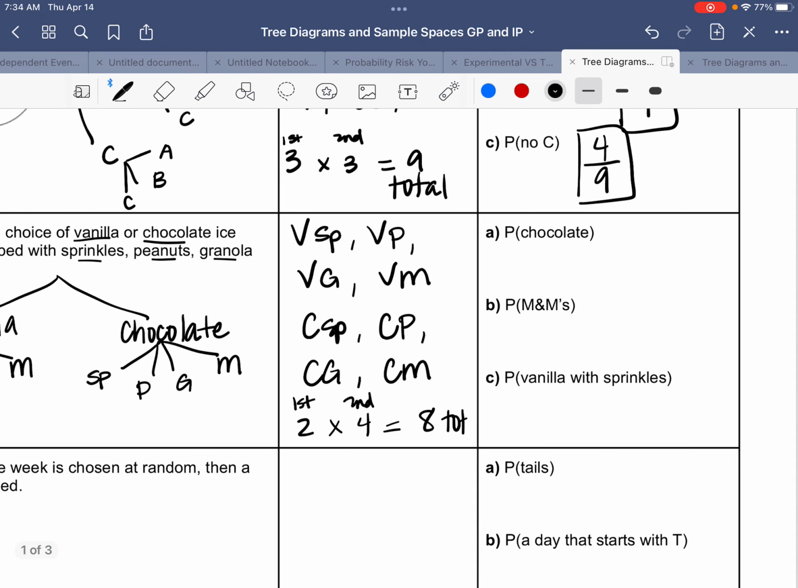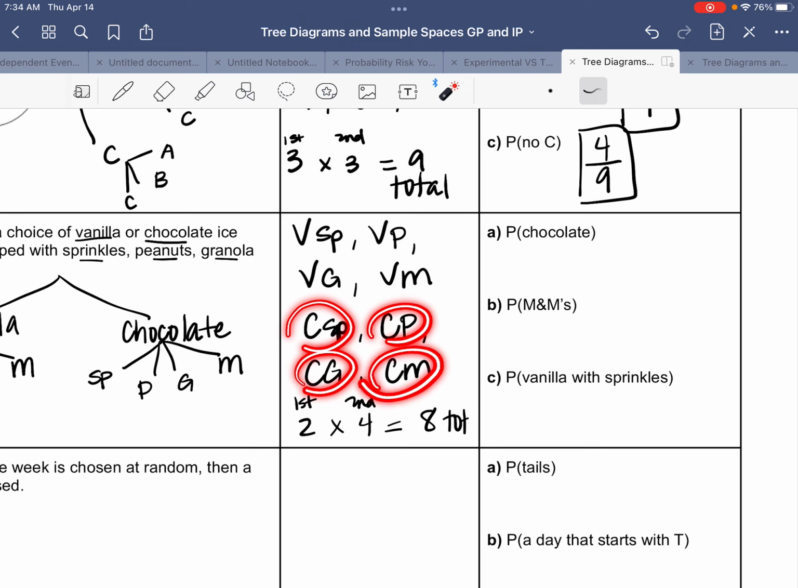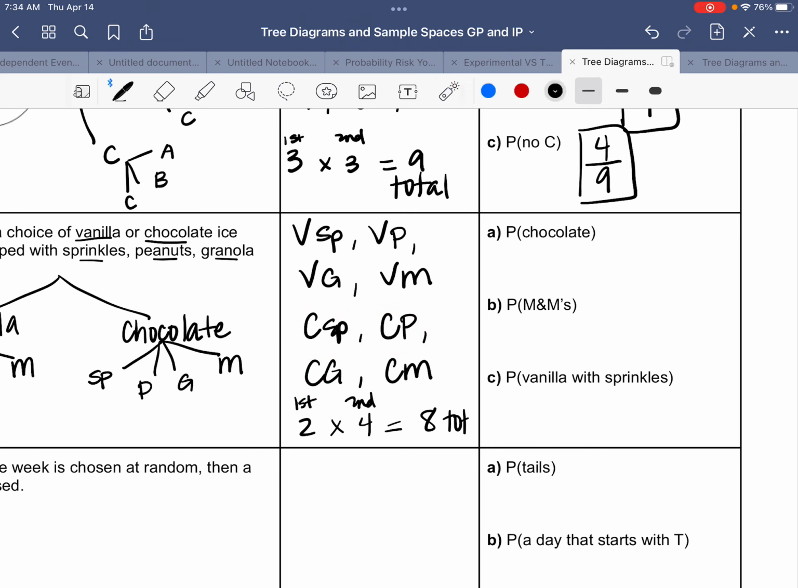We're going to use that sample space to find the probability given for each of A, B, and C. Probability of chocolate first. So you would go through and figure out how many outcomes offer chocolate. There are 4 out of 8 total outcomes. Now this does simplify, so I'm going to divide both the numerator and the denominator by 4 to get 1/2.